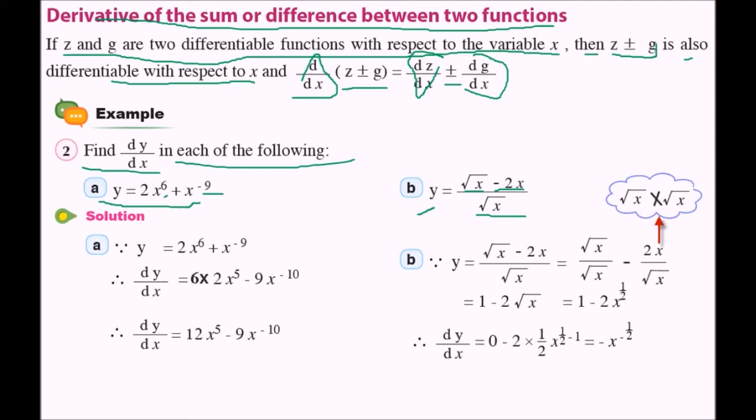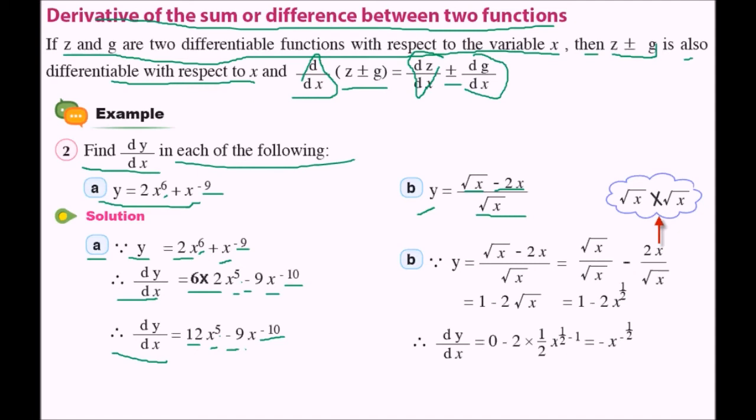Solution. A. Since y is equal 2x power 6 plus x to the power negative 9, then dy by dx is 6 times 2x to the power 5 minus 9x to the power of negative 10. Then dy by dx in the simplest form is equal to 12x to the power 5 minus 9x to the power of negative 10.